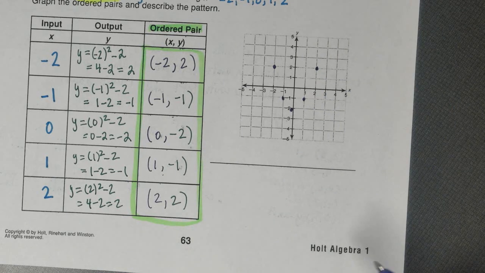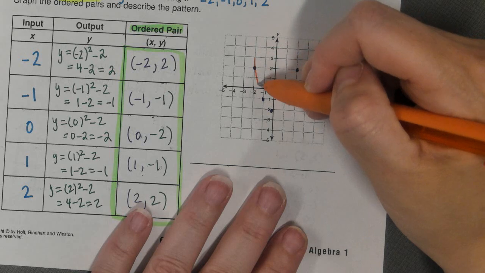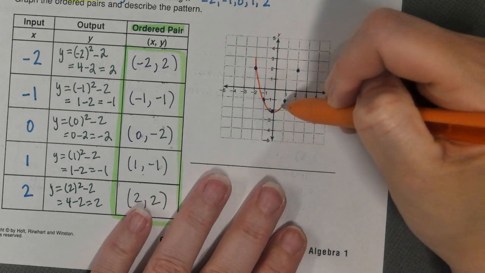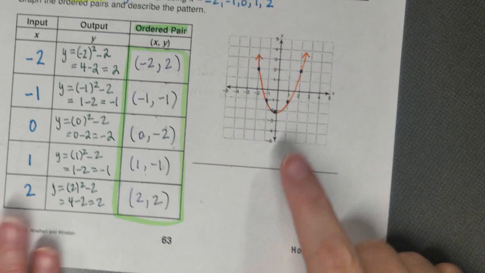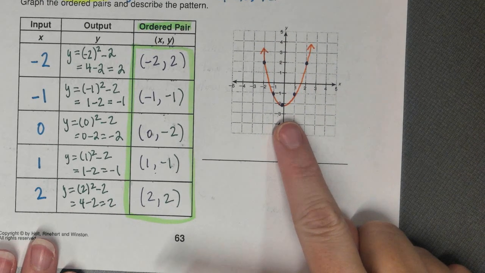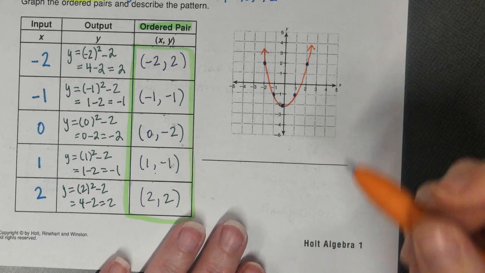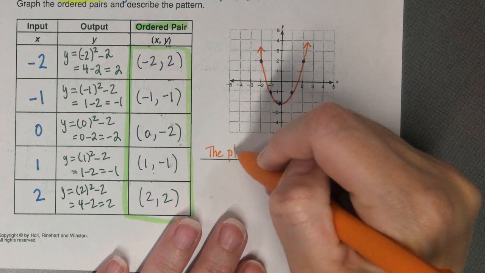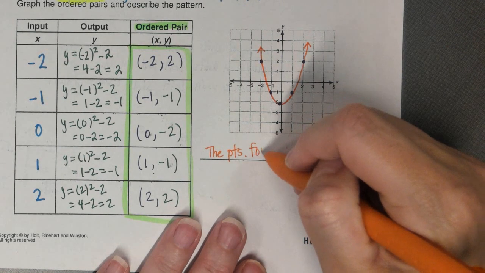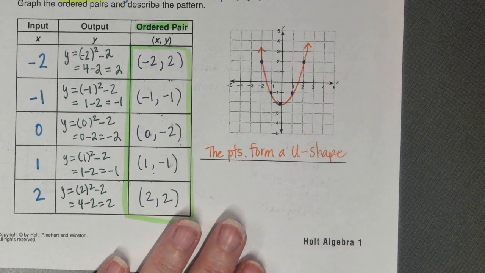Now if I connect these points, they're connected with a curve. This is another type of graph you can have. What letter of the alphabet does that look like? It looks like a U. So the pattern is the points form a U shape.